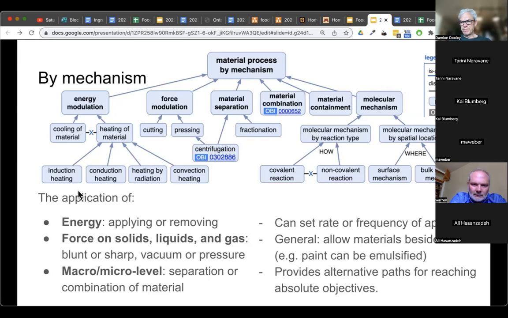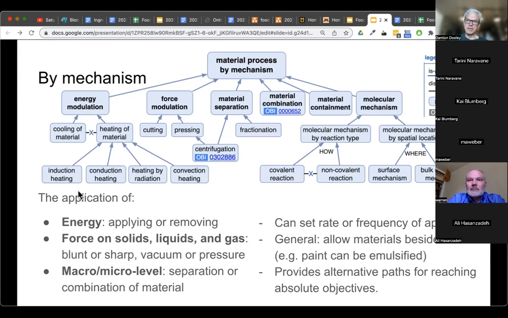So we were trying to dive into how people were using mechanism so far. And when you look at any particular process, it really takes some teasing apart to see whether it's by objective or by mechanism, which components are expressed in the plan specification. So looking here, material process by mechanism, we've got energy modulation, applying it or removing it. We've got force modulation, cutting, pressing, even centrifugation. Some of these processes can have two homes, so material separation as well. Centrifugation falls under that category.